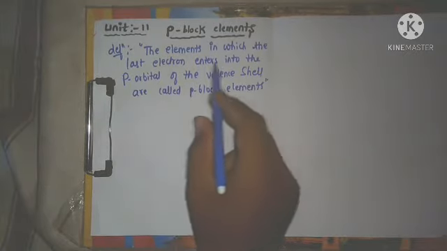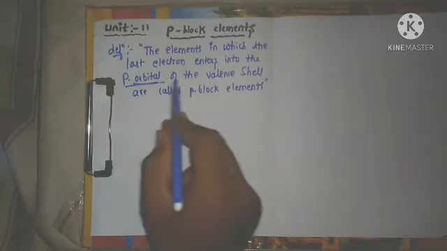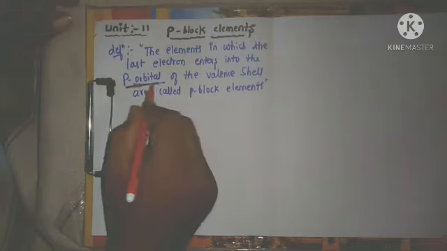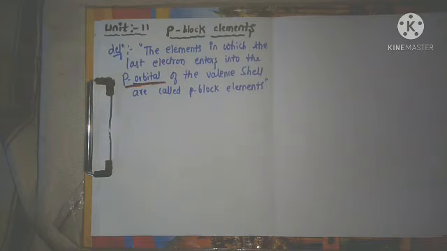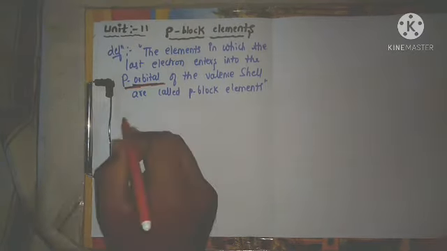What is meant by p block elements? The elements in which the last electron enters into the p orbital of the valence shell are called p block elements. This is very important. The last electron should enter into the p orbital of the valence shell. Therefore, they are called p block elements.